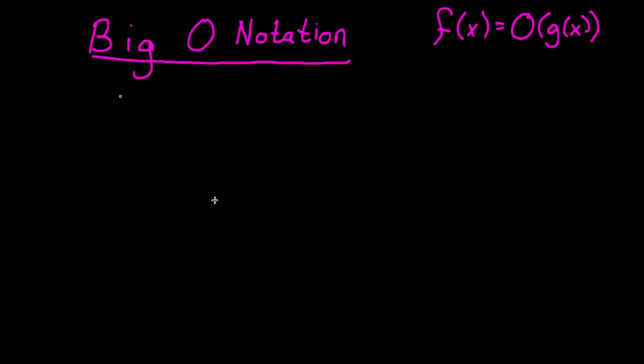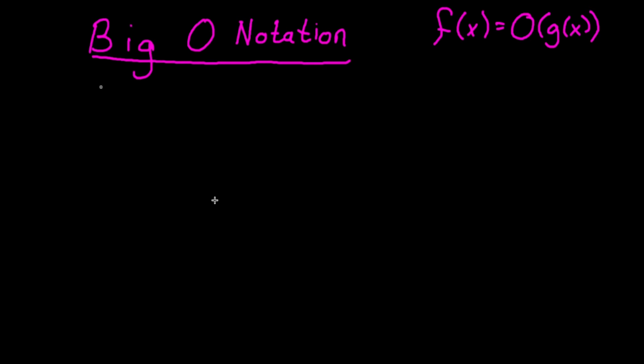Hello everybody. In this talk we're going to be talking about big O notation and what it means. So big O notation is incredibly important inside of the field of computer science because it gives you an estimate of how things grow over time.